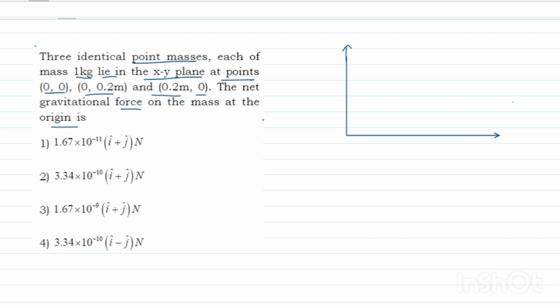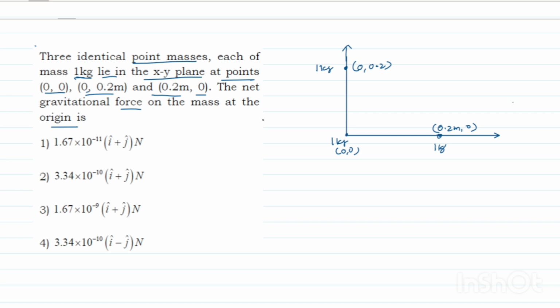Three identical point masses are given, each of mass 1 kg. Initially they are lying on the xy plane at these points. One 1 kg mass is placed at (0, 0). One more is at (0, 0.2), which means it lies on the y-axis. The next 1 kg mass is at 0.2 meter on the x-axis, with y equal to 0. Now the net gravitational force on the mass m at the origin is asked.